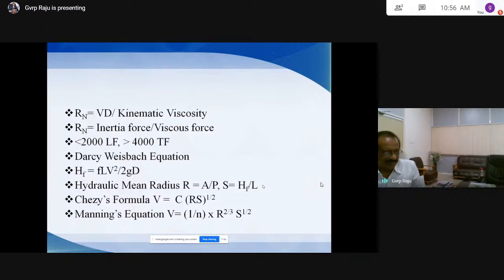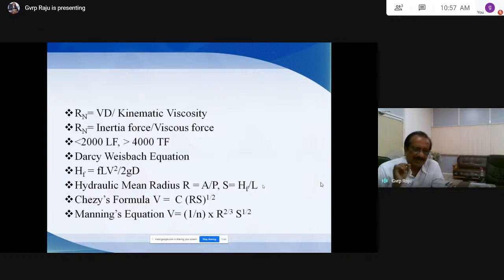The other one is Manning's equation: V is equal to 1 by n into R to the power 2 by 3 into S to the power 1 by 2. Again it depends on R and S values, where R is the hydraulic mean radius and S is the slope. 1 by n is called Manning's coefficient. I will be giving the values of 1 by n and C, and you can find out R and S, and thereby find the velocity as per Chezy's formula and as per Manning's equation also.